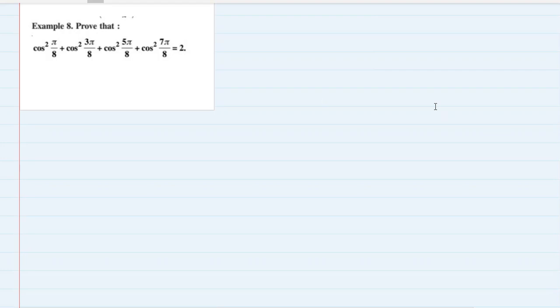Cos square pi by 8 plus cos square 3 pi by 8 plus cos square 5 pi by 8 plus cos square 7 pi by 8 is equal to 2. Okay, let's see how to simplify this. It's an interesting question, and it will be nice to see how we simplify this particular question. Please pay attention. Start with LHS.